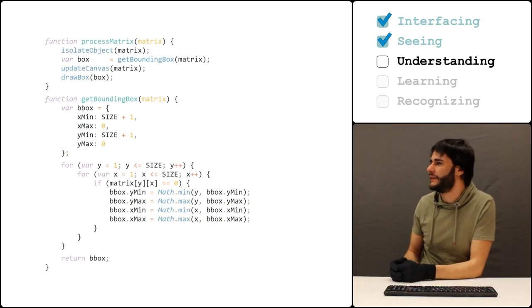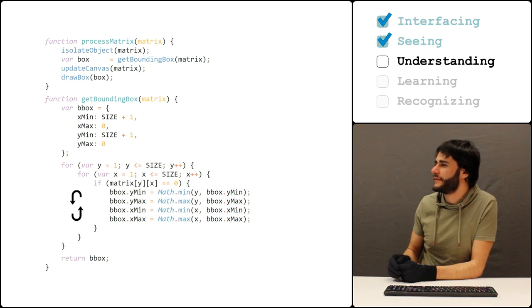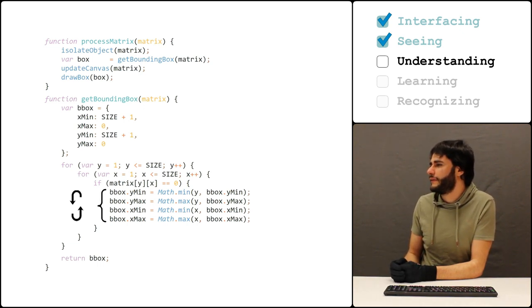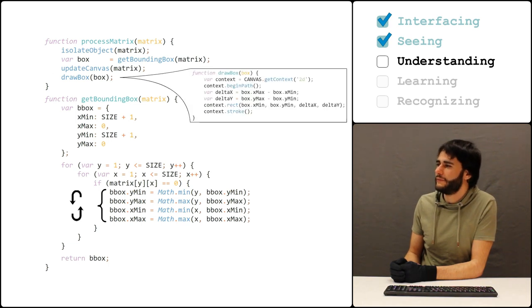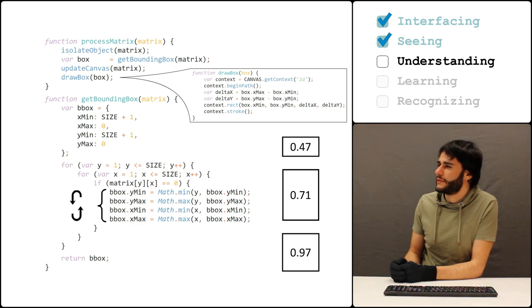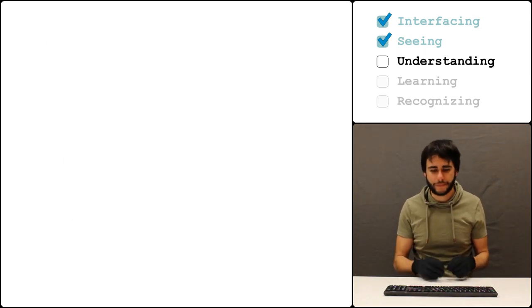Okay, nice. Simple enough. I just go through all elements and find these four values here, using another optional function here to draw the box on top of the object. The aspect ratios of these boxes look quite different, so that's what we'll calculate next.